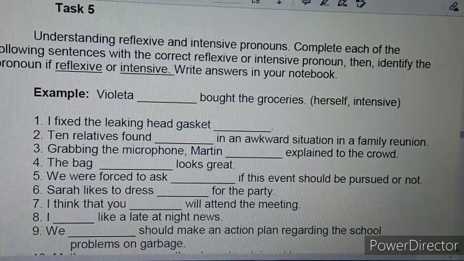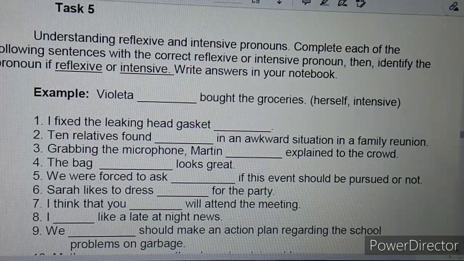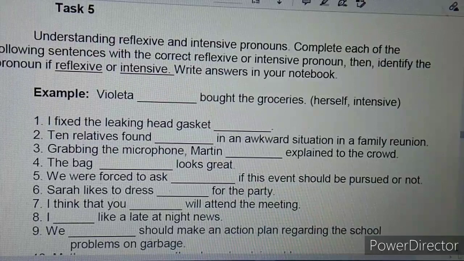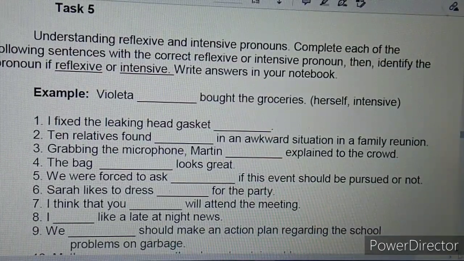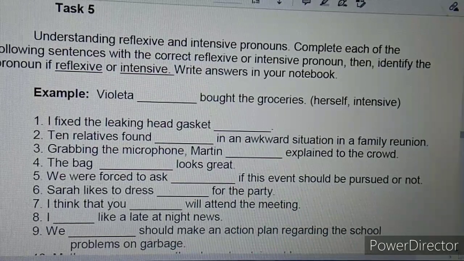So, there is a given example there. Example: Violeta blank bought the groceries. So, the answer is herself, and it is an example of intensive. So let's start now. Number 1, I fixed the leaking head gasket.